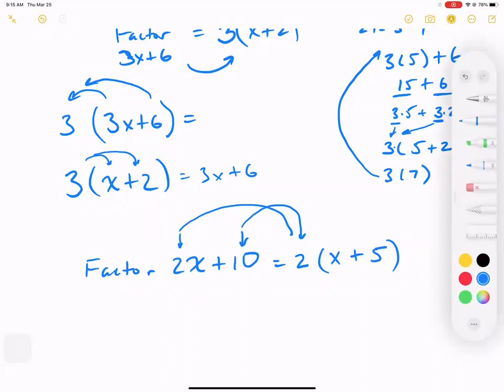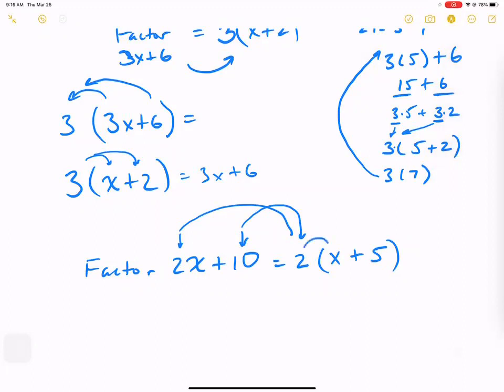So we are writing equivalent statements. We are factoring like what we did before, except we have a variable now, which makes it a little bit harder to look at. Now, are these still the same expression? Well, yes. 2 times x is still 2x, and 2 times 5 is still 10.